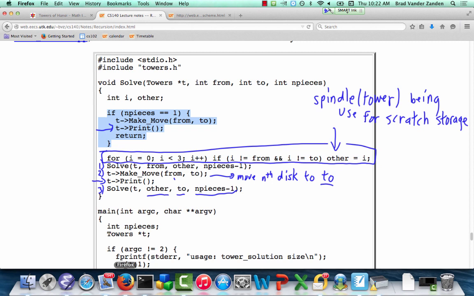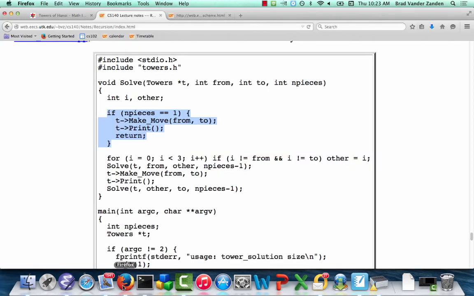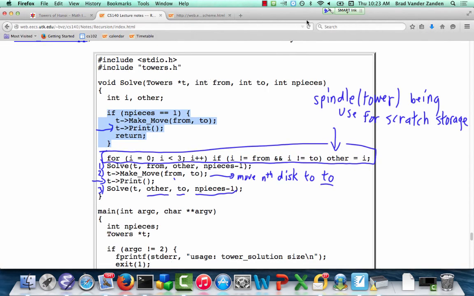Okay, so questions about that? That's essentially just the implementation we talked about. Yes? Can you go back to the 3-step sheet for a second? Yes. Thank you. And step 2 is this one right here. Okay. Any other questions? Okay. I'm going to erase this.